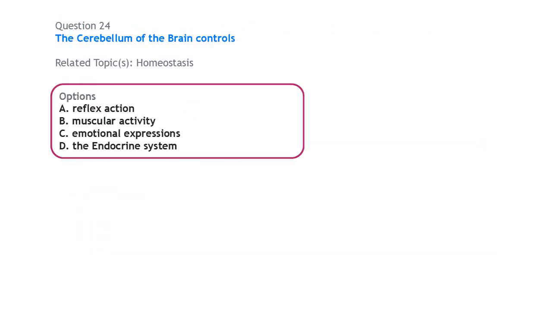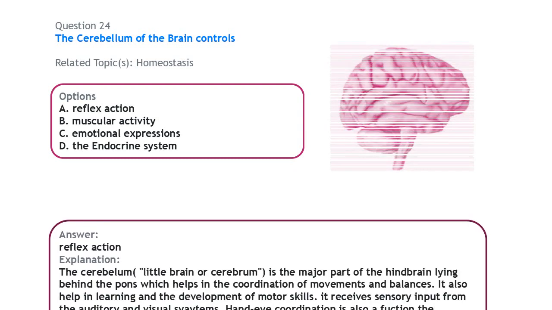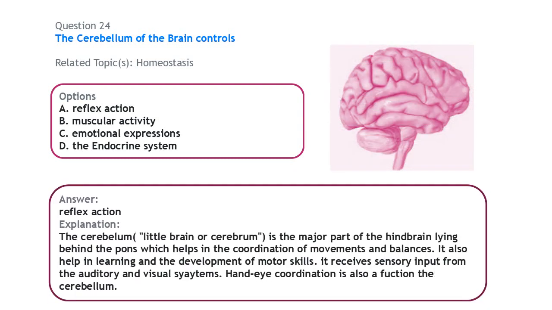Also in homeostasis, the cerebellum of the brain controls reflex action. The cerebellum, also called the little brain, is a major part of the hindbrain. It's a major part of the brain that helps in the coordination of movements and in balancing. It also helps in learning and the development of motor skills.